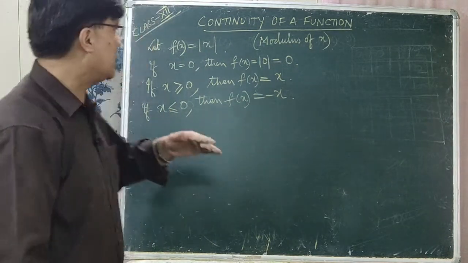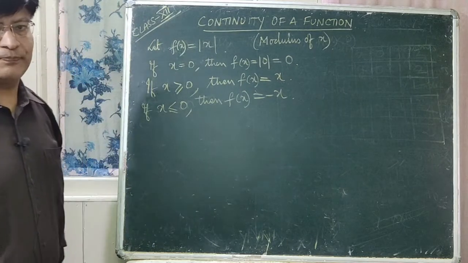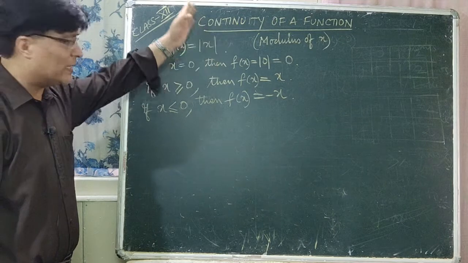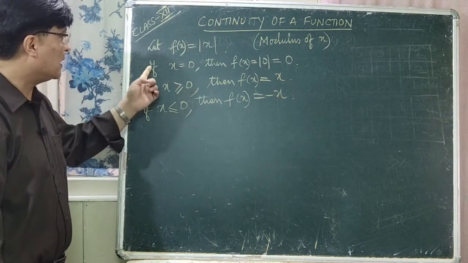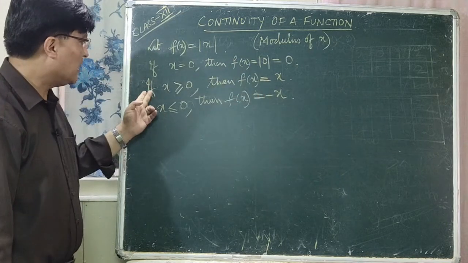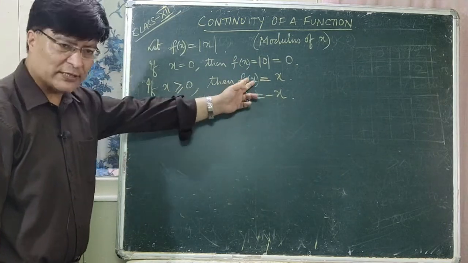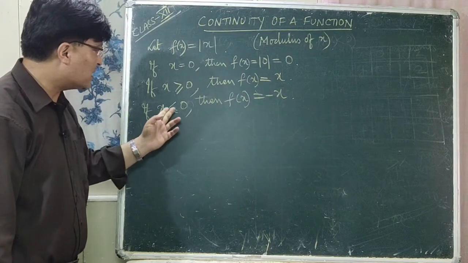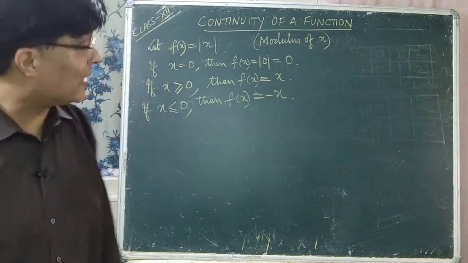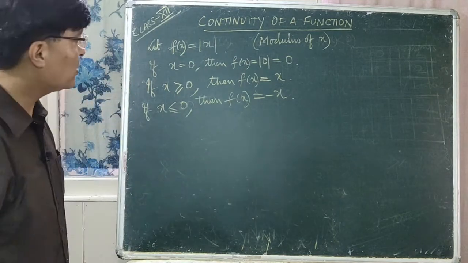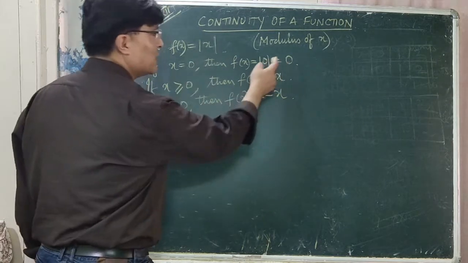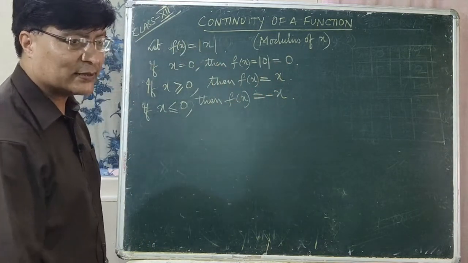Okay? Now let us draw the graph of this function. So f of x is equal to within mod x, its simplified form is this one. That is, if x is equal to 0, then f of x is equal to 0. If x is greater than or equal to 0, then f of x is equal to x. If x is less than or equal to 0, then f of x is equal to minus x. Is that clear now? So let us draw the graph of this function. X is equal to 0, 0, 0, that is a point. You know that, isn't it?